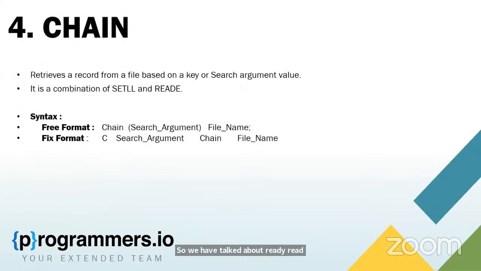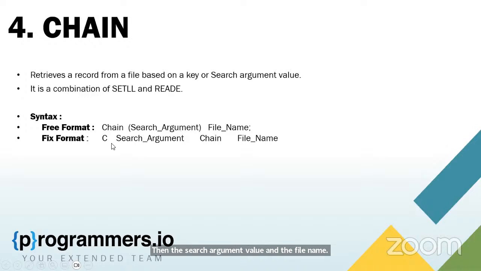Now we will come to the next opcode, that is CHAIN. Basically, the CHAIN opcode is nothing but a combination of SETLL opcode with READ. What SETLL will do is set the pointer on the value that is equal to the search argument value or just greater than that. And READ opcode will make sure that we read the same record present in the file. So the CHAIN retrieves a record from a file based on a key or search argument value, and it is a combination of SETLL and READ. The syntax for it is the same. We will use the CHAIN opcode, then the search argument value, and the file name.